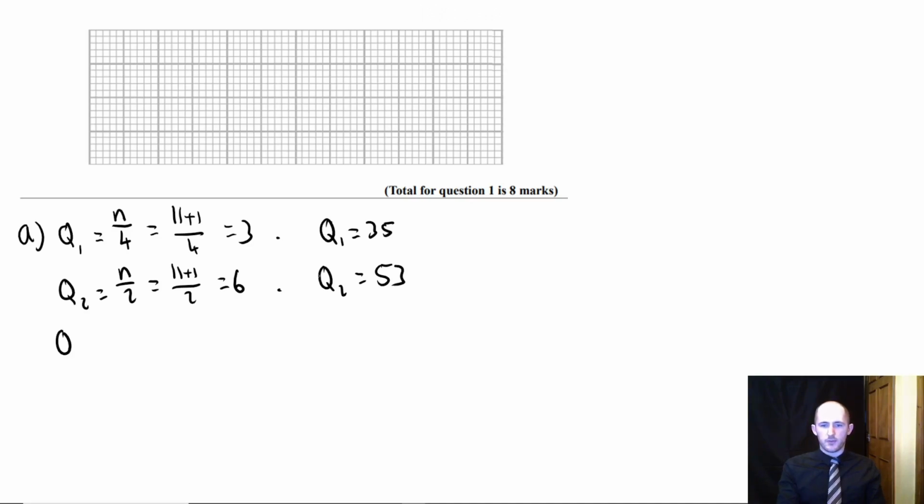And lastly, for Q3, you have to do 3n over 4. So again, we're going to add 1, and you can do it after the fact. So 3 times (11 plus 1) over 4, that's 33 over 4, and work that out. But again, we're just looking for 3/4 of the values.